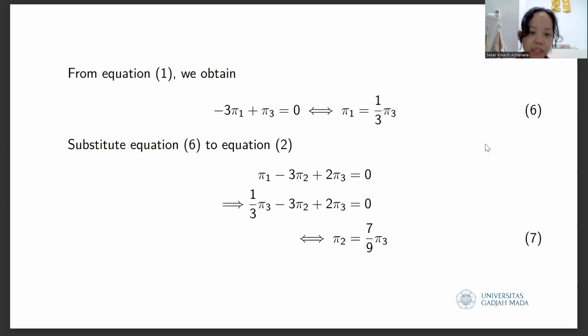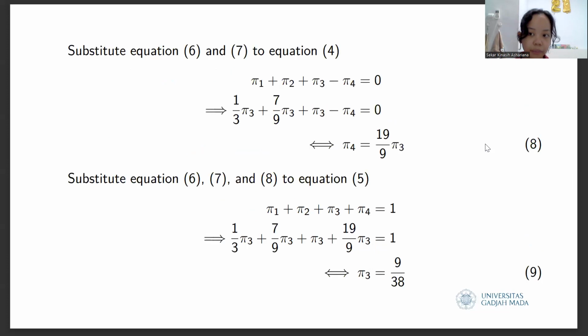Taking the first equation, we solve it like usual. We obtain pi 1 equals a third of pi 3, call that equation 6. From equation 6, we substitute into equation 2, changing pi 1 into a third of pi 3, and then we get pi 2 equals 7 over 9 of pi 3. Call that equation 7. Next, we can plug equations 6 and 7 into either equation 3 or 4. I choose 4 because it's simpler. Plugging in pi 1 equals a third of pi 3 and pi 2 equals 7 over 9 of pi 3 into equation 4, we get pi 4 equals 19 over 9 of pi 3. We call that equation 8.